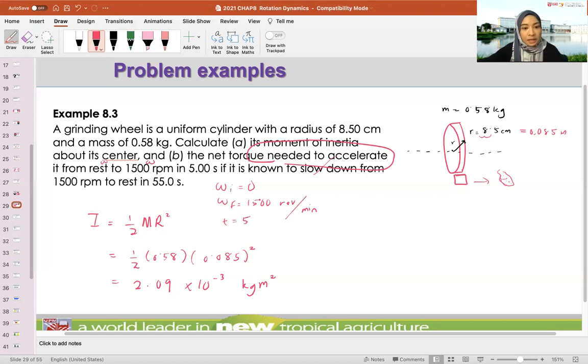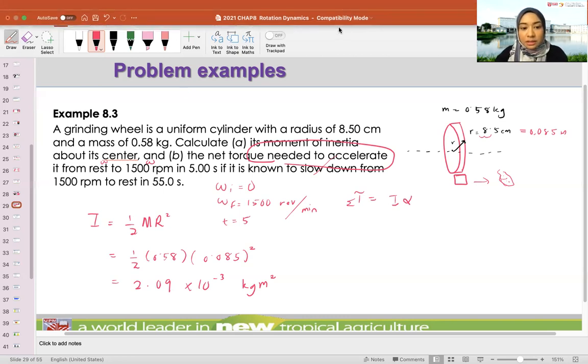Kita akan sambung in next class. So it's asking what is the net torque needed to accelerate it from rest. We know that torque is equal to I alpha, right? So I kita dah cari, kita nak cari alpha pula. If it is known to slow down from 1000 RPM to rest in 5 seconds. Okay, never mind. We'll do this next question, next class.